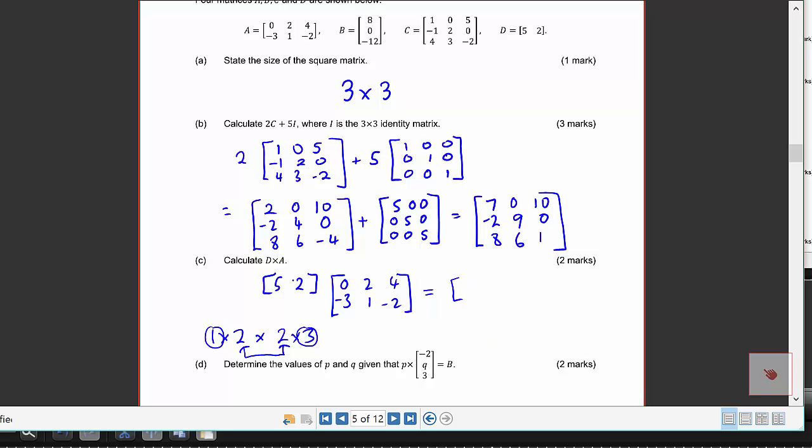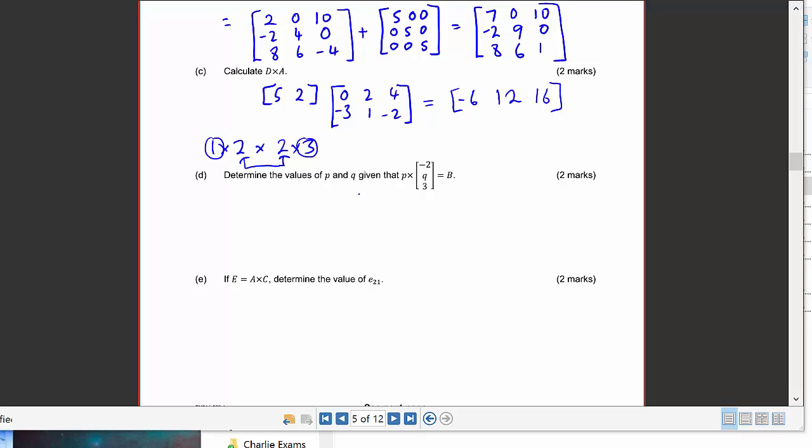So to get the left here, we're going to do 5 times 0 and 2 times negative 3, so that gives us negative 6. Then we're going to have 5 times 2, which is 10, 2 times 1, which is 2, add those together, gives us 12, and then 20 take away 4 is 16.